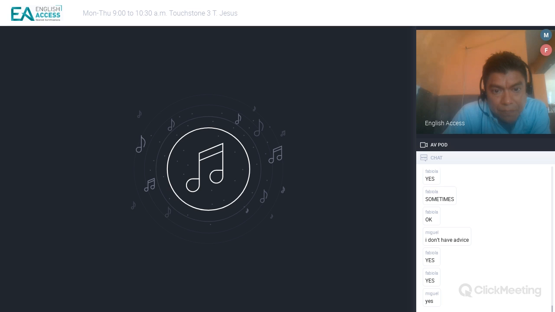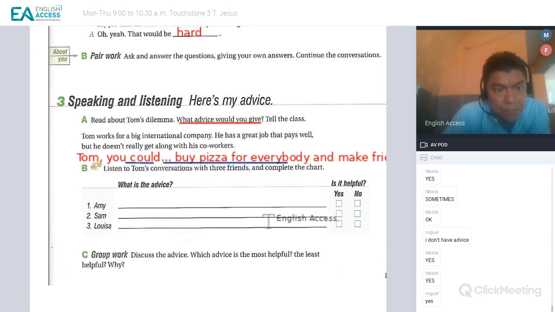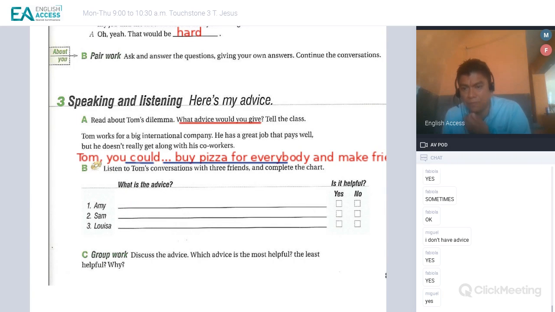Page 81. 3. Speaking and listening. Here's my advice. B. Listen to Tom's conversations with 3 friends and complete the chart.